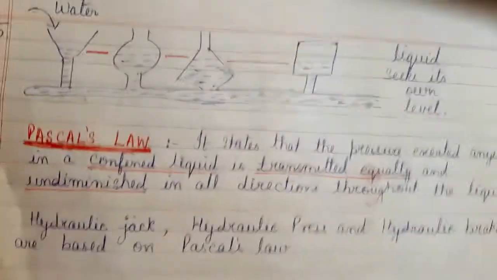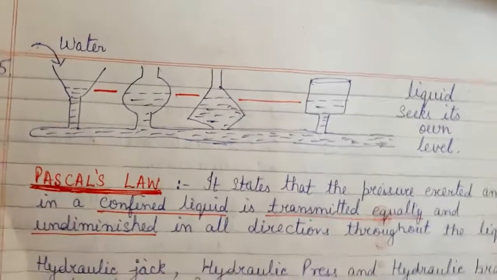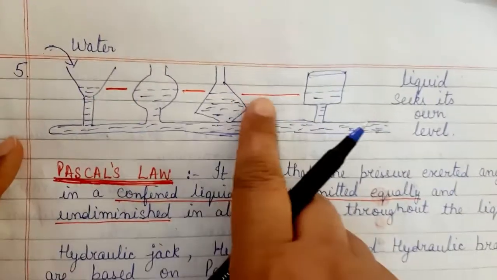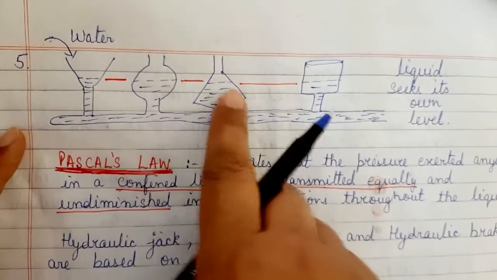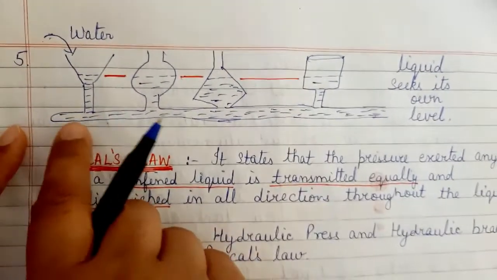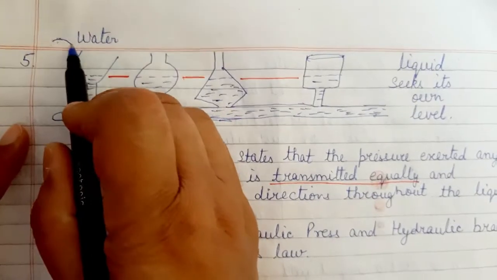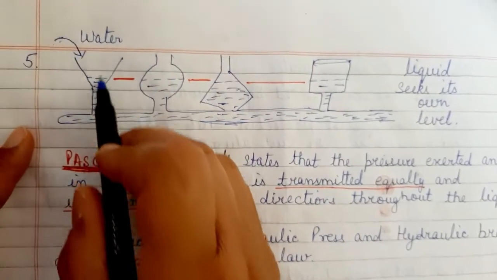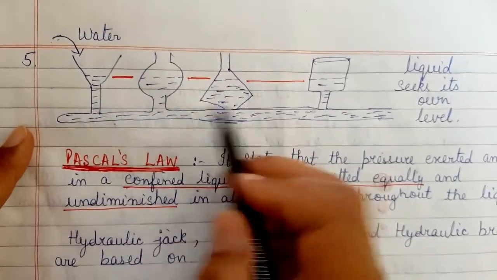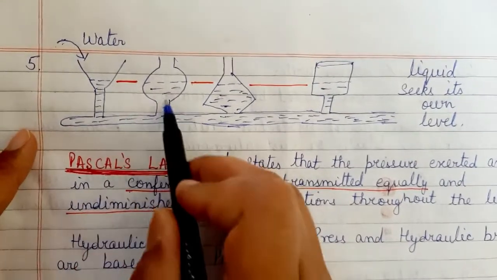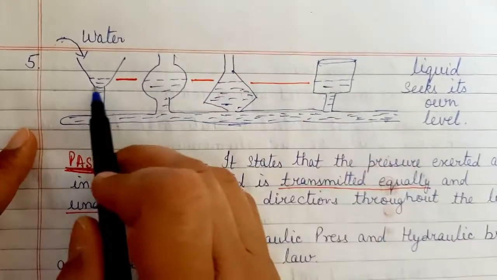Now let us look at the fifth law of liquid pressure. You can see that here I have taken different shaped vessels and they are connected by a common pipe. Now when I pour a liquid from here, say water, the water will travel because they all are interconnected. The water is going to move from the first to the second to the third to the fourth vessel.